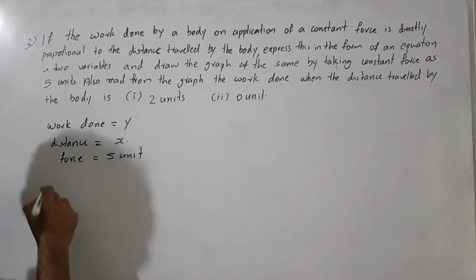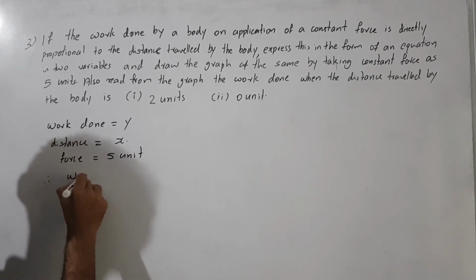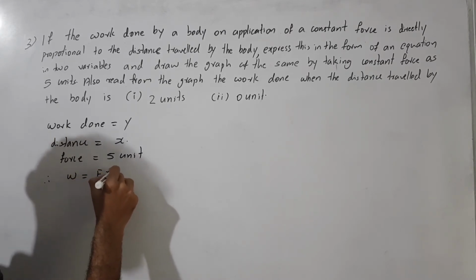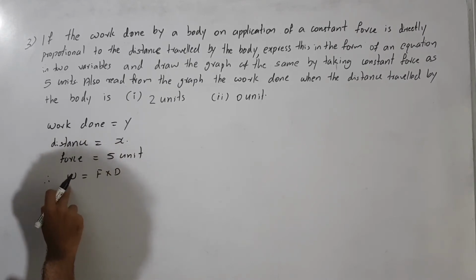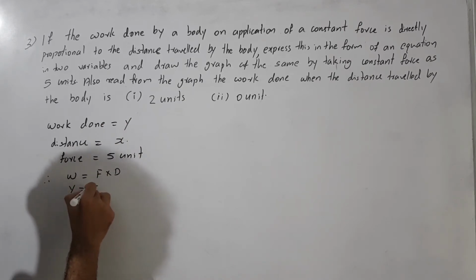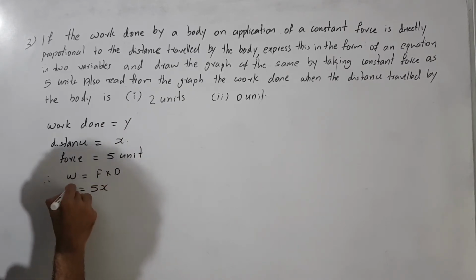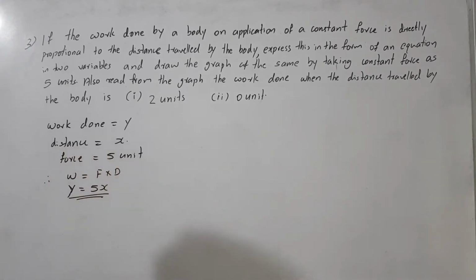Okay, therefore we make the equation like this. The equation is like this: work done is equal to force into displacement. Therefore y is equal to, what is work done? Y is equal to 5 into x. So the equation is like this: y is equal to 5x.